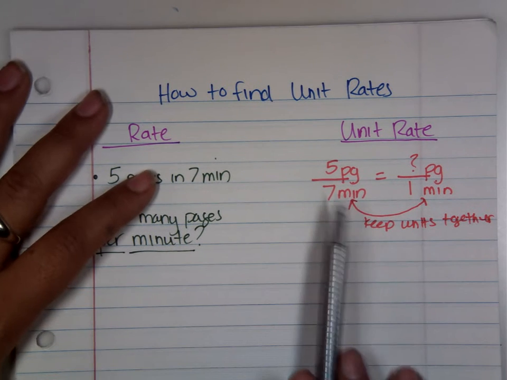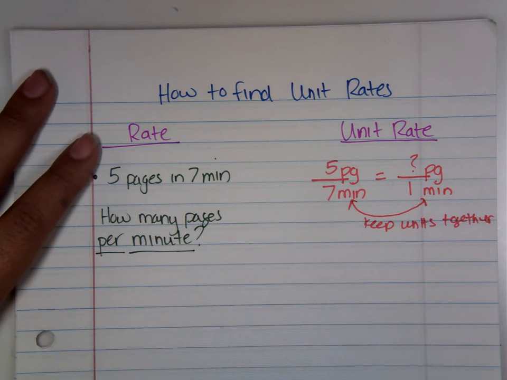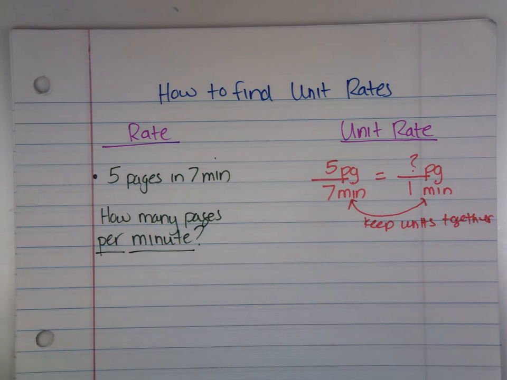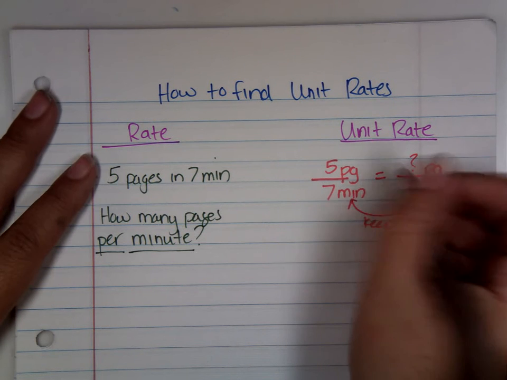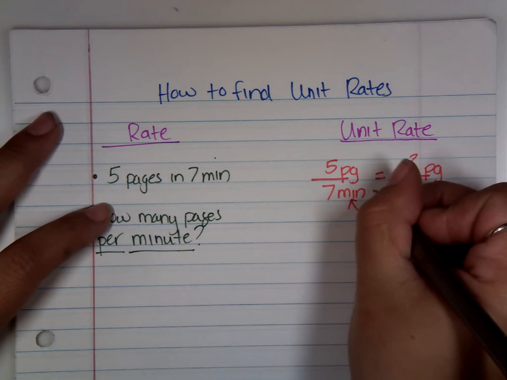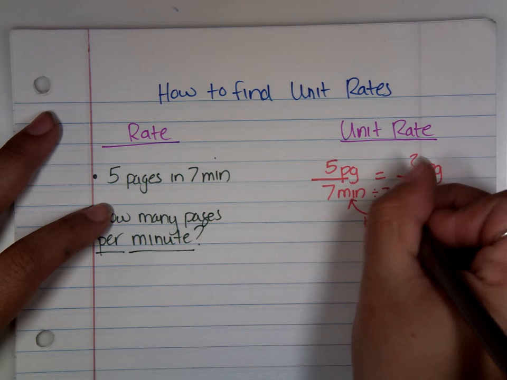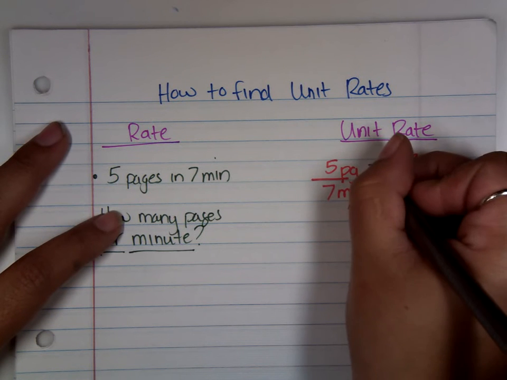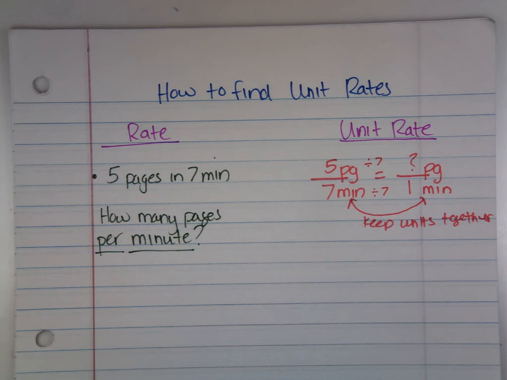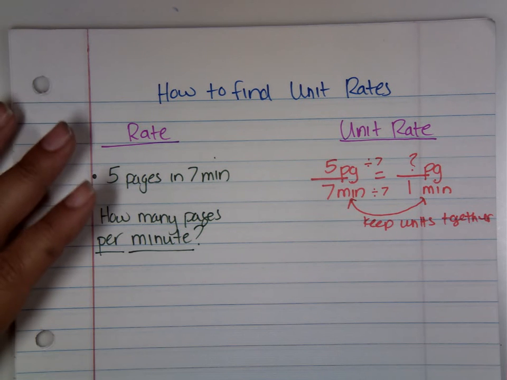And now we want to see, what did we do to get from here to here? How do I get from 7 minutes to 1 minute? What did I do? Think about it. Okay, good. We went from 7 to 1 by dividing by 7. I divided by 7 here. And if I do it on the bottom, I have to do the same thing on the top. So I'll divide by 7 on the top. And this will tell me how many pages I can read in 1 minute.